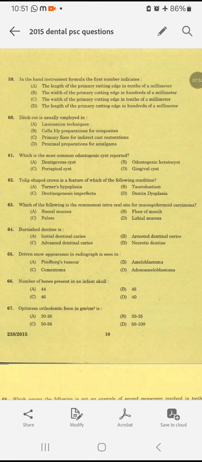65A. Number of bones present in an infant skull, 44 or 45, 46 or 40. How many bones are present in an infant skull? 45. Okay, 45. 66B. 45 bones are present in an infant skull. Optimum orthodontic force in grams per centimeter square is actually 20 to 26 or 30 to 35 or 50 to 56 or 50 to 100. So optimum, stressing the word optimum. Optimum orthodontic force is 20 to 26. 67A. 20 to 26.